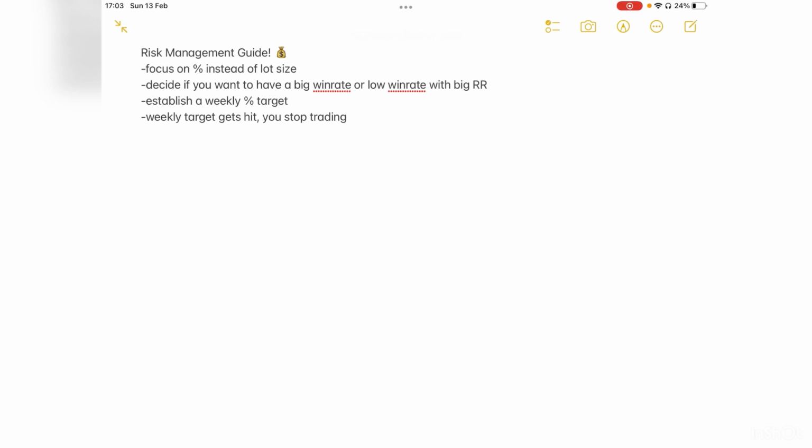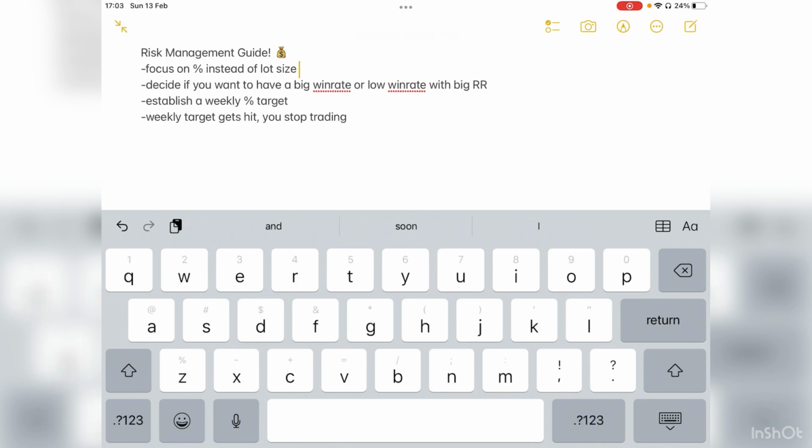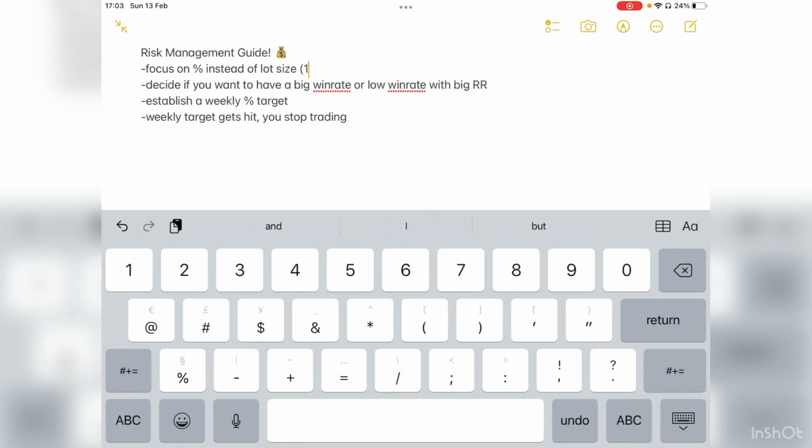Okay, so instead of focusing on what lot size you should use, you should focus on what percentage of that certain account you want to risk per trade. Me personally, I recommend risking 1%. This is just my personal opinion, to risk only 1% per trade and then slowly compound. So that means that if you have a $1,000 account, you'll risk $10 per trade.